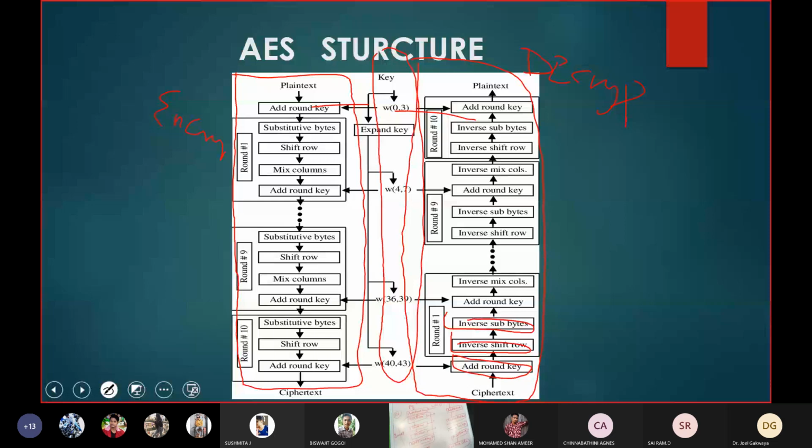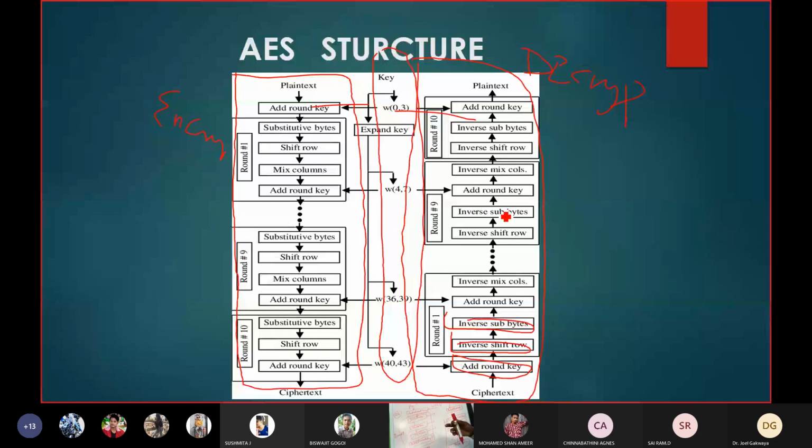Now, the rest of the rounds, as you can see in the diagram which we have here, we continue to follow the same order: inverse shift row, inverse sub byte, add round key, inverse mix column. Whereas in encryption we start from sub byte, shift row, mix column, add round key. So this is the decryption side.